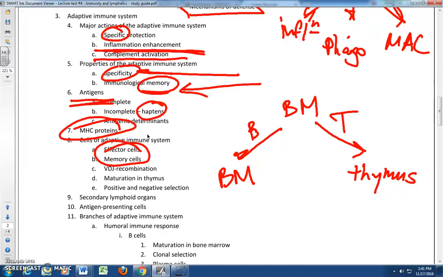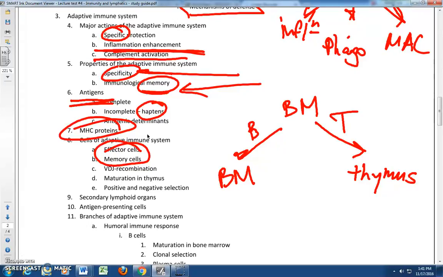Yeah, the ones that actually make immune response happen. Memory cells, they multiply quickly after second infection, second exposure. Okay, so they store information about previous exposure.